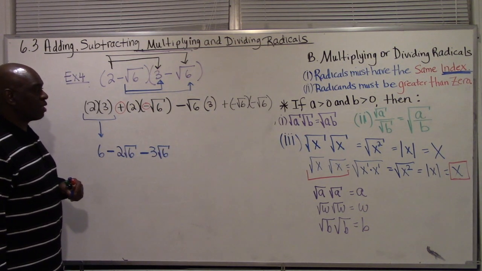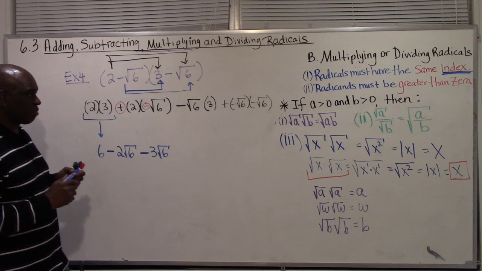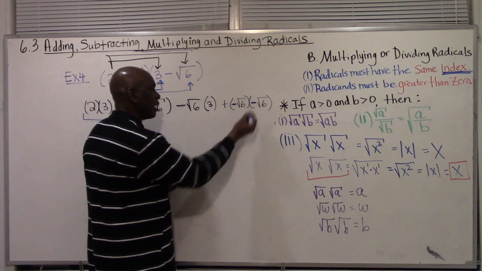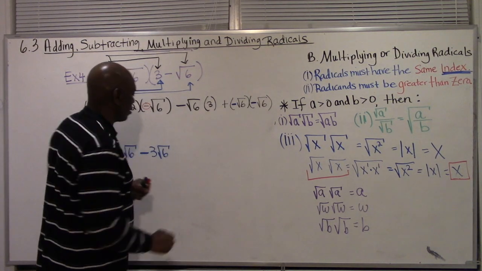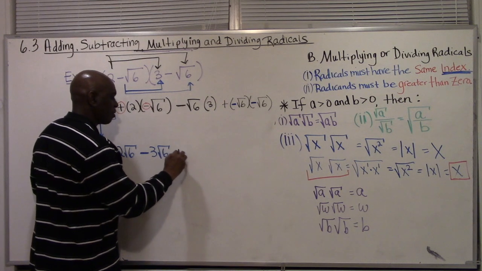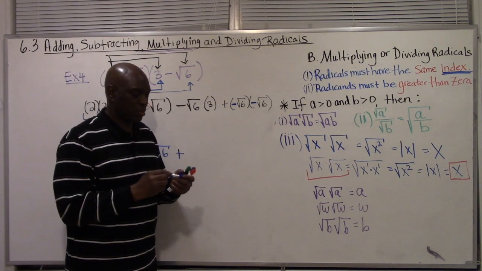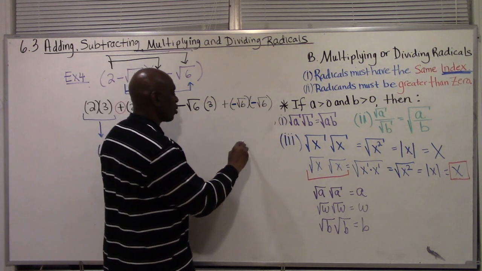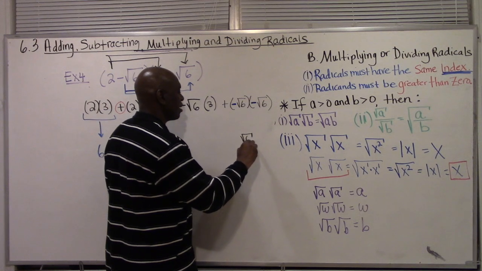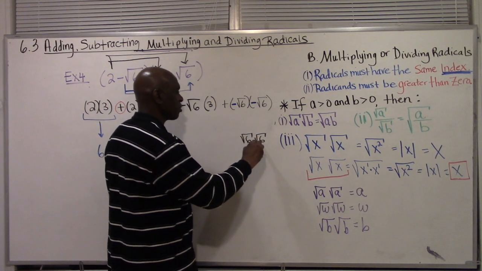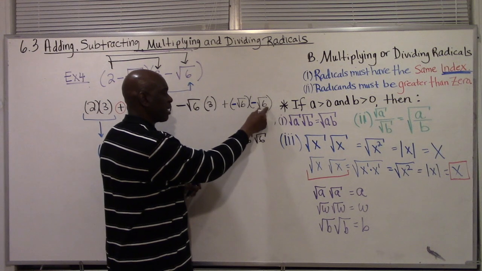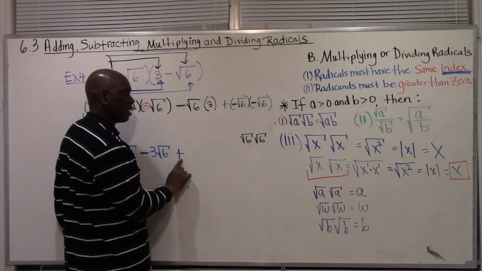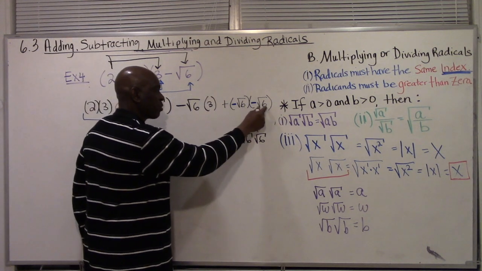Okay? Now watch this. A negative times a negative is a what? Positive. Good. So that's going to be plus. All right? Stay with me now. Watch this. What do you think radical 6 times radical 6 equals? Because we already said the negative times the negative gives me the positive. We got the plus already. What's radical 6 times radical 6?